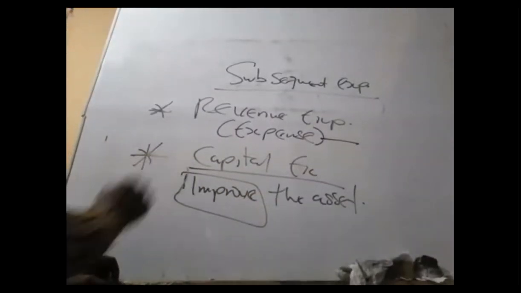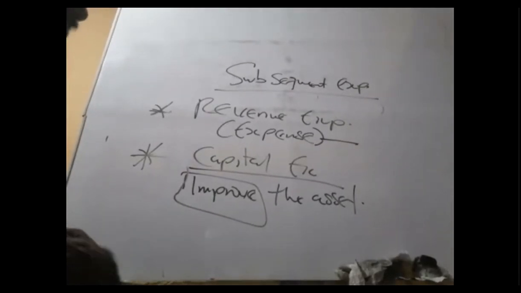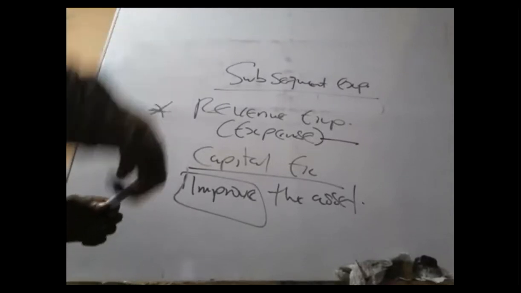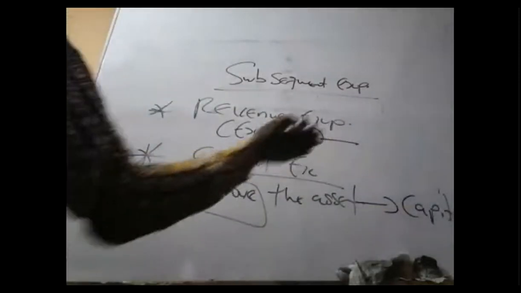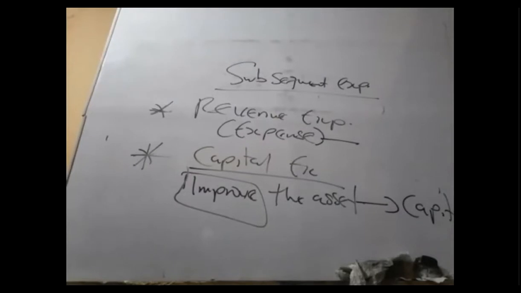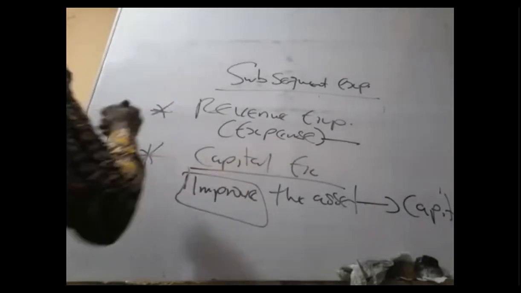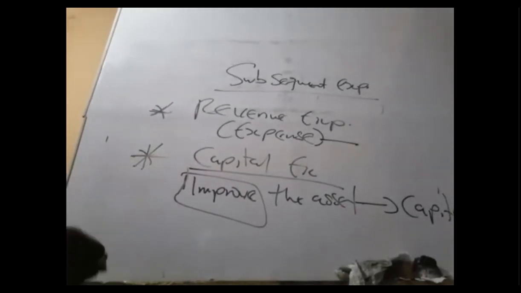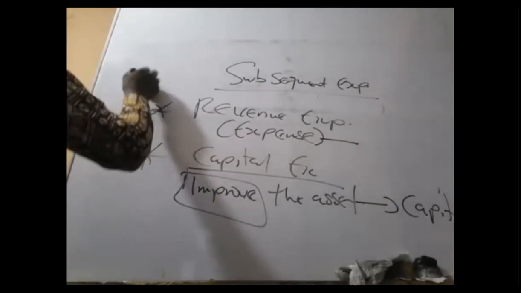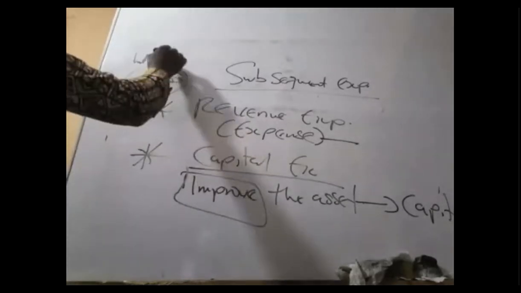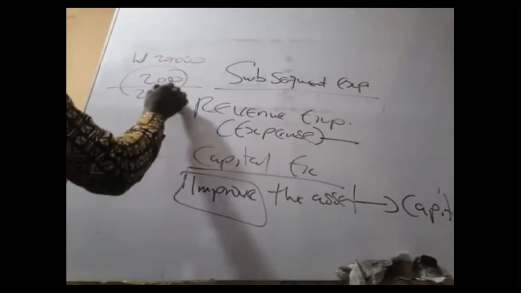Now, what's the accounting treatment? It must be capitalized. Capitalized means add it to the cost of the asset. Add the expenditure that you incurred to the cost of the asset. For instance, if you have performed an upgrade of a machine and the upgrade cost is 2,000, add it to the cost of the machine. Maybe the initial cost of the machine is 20,000. So after the upgrade, the overall cost will be 22,000. Okay, that's the accounting treatment.